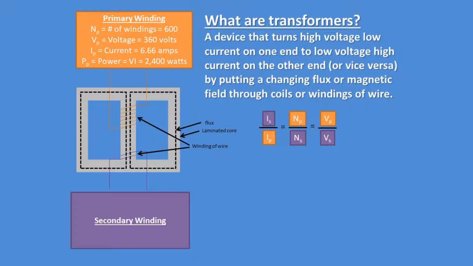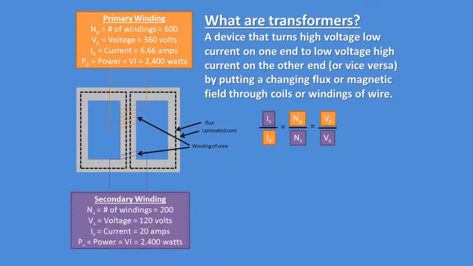In this example, we have a primary winding with 600 turns, a voltage of 360 volts, a current of 6.66 amps, and a power of 2,400 watts. The secondary has 200 windings, 120 volts, 20 amps, 2,400 watts. Notice that the number of watts remains constant in this ideal transformer.